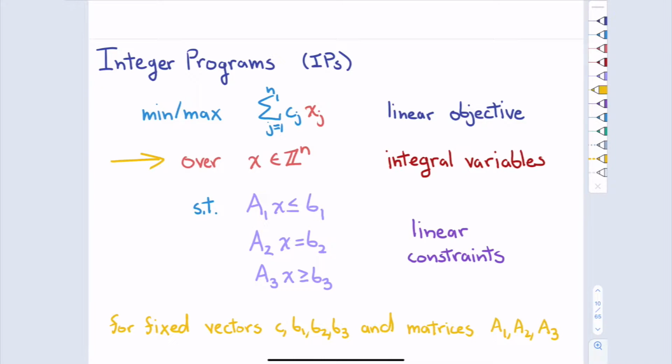What is it optimizing? In this case, it's minimizing or maximizing the sum of Cj times Xj, where Cj are input parameters for the problem. We'll look at problems today that minimize the sum of Cj times Xj, in which case Cj might be interpreted as the cost of taking an item, and Xj is how many of item j you're taking.